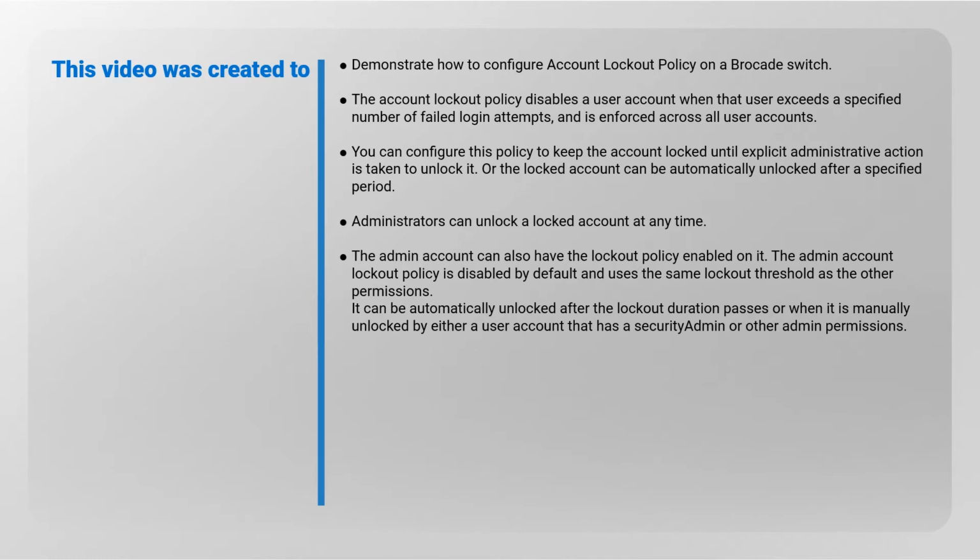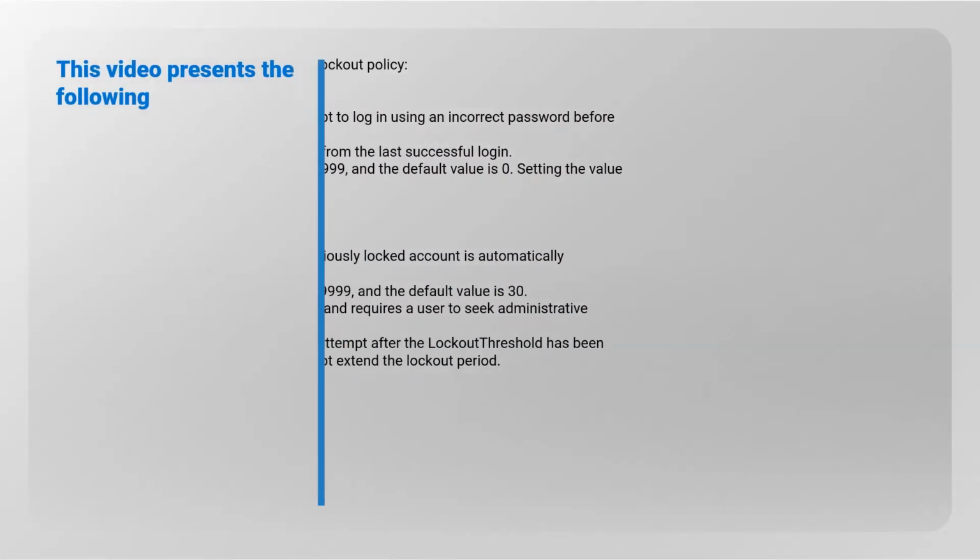The admin account can also have the lockout policy enabled on it. The admin account lockout policy is disabled by default and uses the same lockout threshold as the other permissions. It can be automatically unlocked after the lockout duration passes, or when it is manually unlocked by either a user account that has a security admin or other admin permissions. This video presents the following.